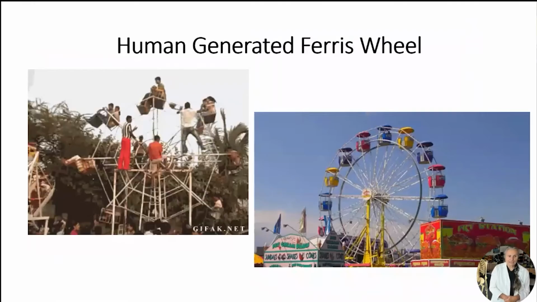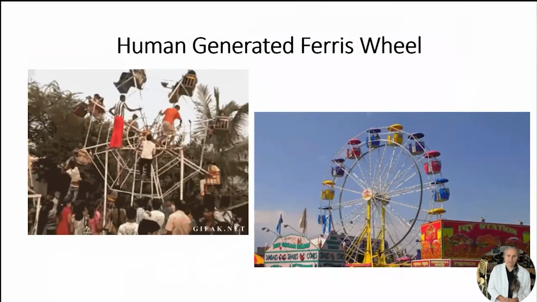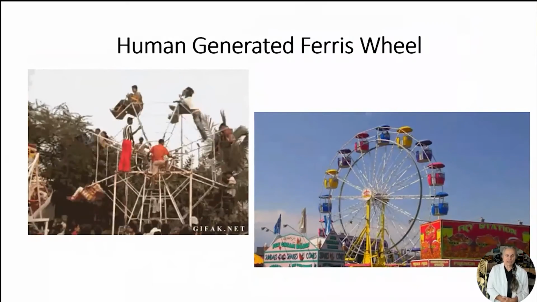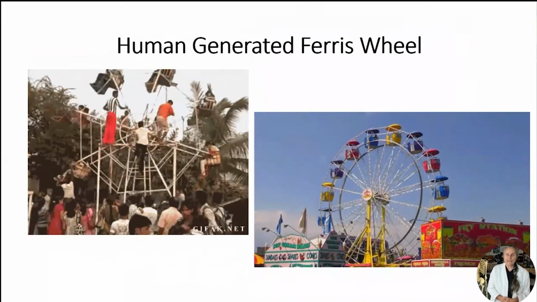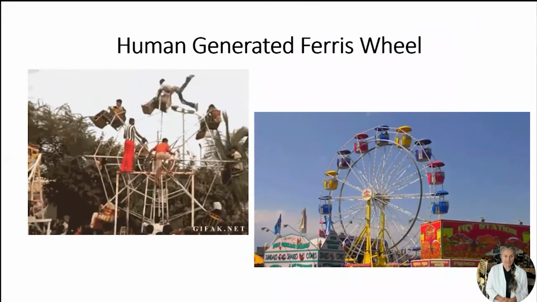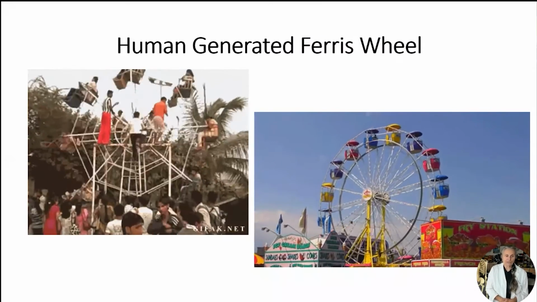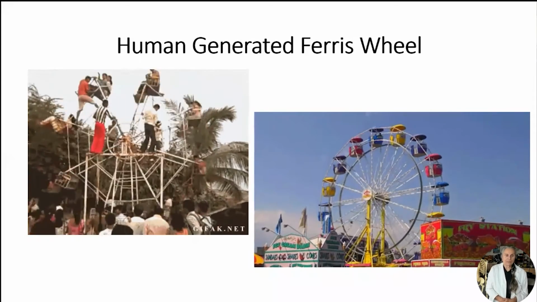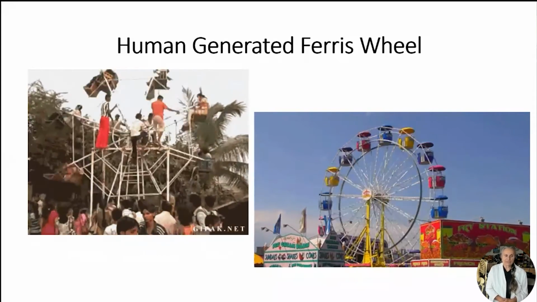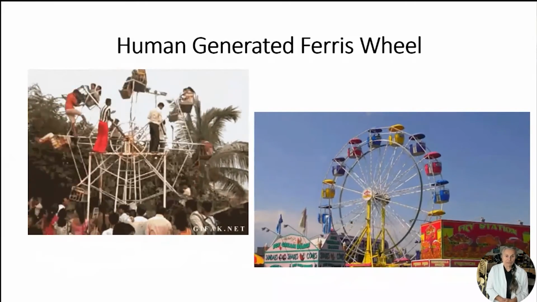Okay, now this one is kind of cool. Most of you have been on a Ferris wheel. They're pretty benign. They go slow enough. But before they had electricity, did they have Ferris wheels? Sure, they sure did. Look at the first one on the left. What are those young men doing? This one isn't run by electricity. It's run by human forces.